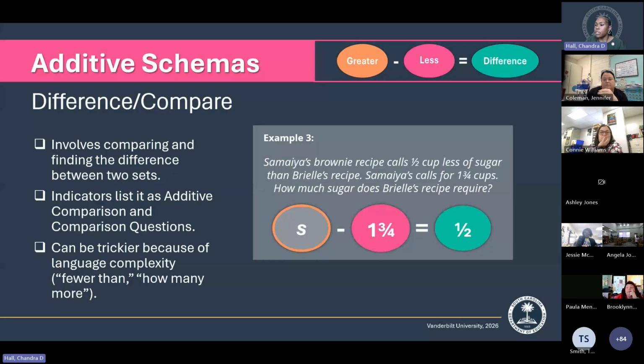So here, we don't know the greater amount. We know the lesser amount, and we know the difference between the two. So here we are finding what the greater amount is. And again, we're seeing this in second grade and building on that all the way to fifth grade.